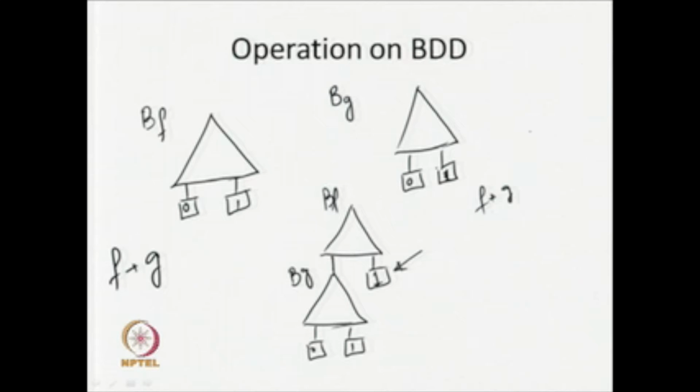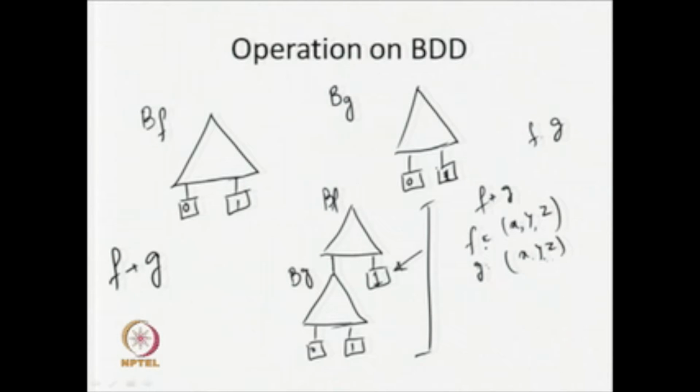Similarly, we can go for f dot g also, but what is the problem that we get over here? Just see that f is a function which has some variables, say x, y, z. Similarly, g is also a function which has variables x, y, z. So, the BDD bf is an ordered binary decision diagram. That means it has the variable ordering x, y, z. Similarly, bg also has the variable ordering x, y, z.